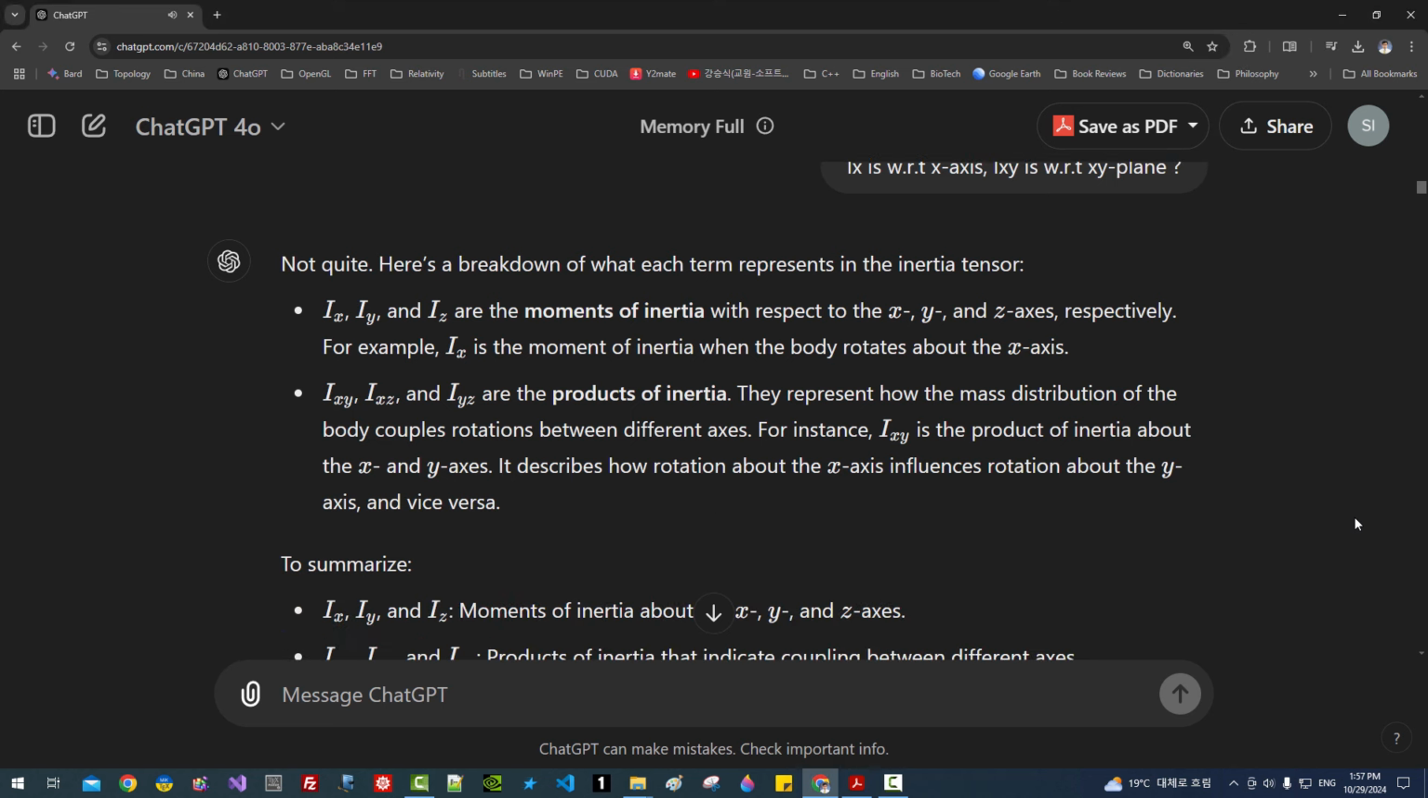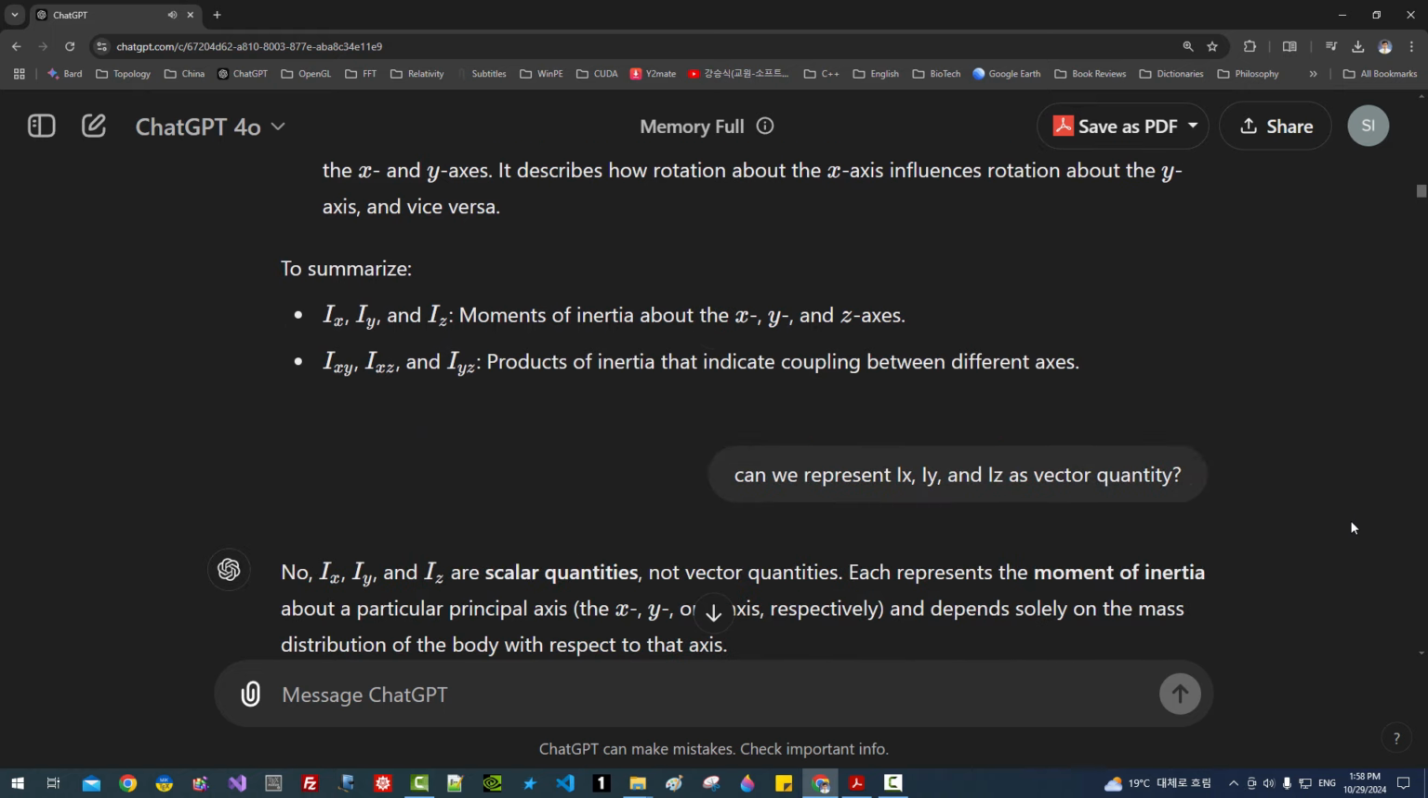Not quite. Here's a breakdown of what each term represents in the inertia tensor. Ix, Iy, and Iz are the moments of inertia with respect to the x, y, and z axes, respectively. For example, Ix is the moment of inertia when the body rotates about the x-axis. Ixy, Ixz, and Iyz are the products of inertia. They represent how the mass distribution of the body couples rotations between different axes. For instance, Ixy is the product of inertia about the x and y axes. It describes how rotation about the x-axis influences rotation about the y-axis and vice versa. To summarize: Ix, Iy, and Iz are moments of inertia about the x, y, and z axes; Ixy, Ixz, and Iyz are products of inertia that indicate coupling between different axes.